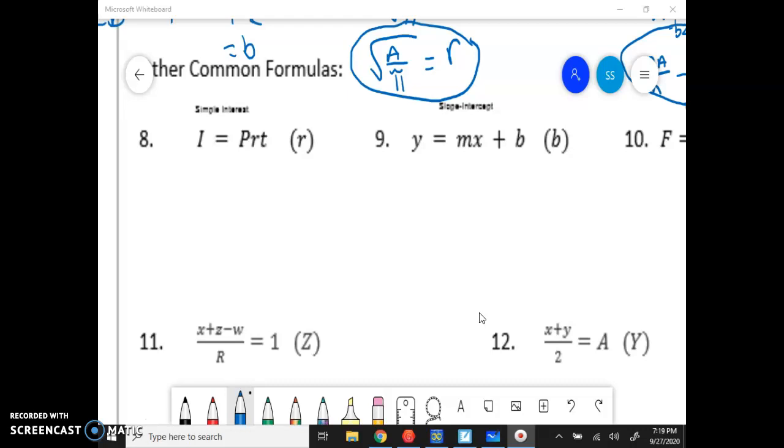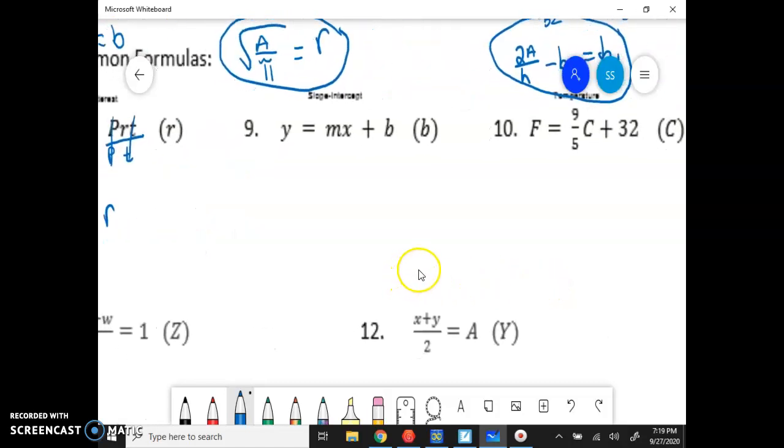And we want to isolate the R, or the rate. And so this is just P times R times T. So all we have to do here is divide by P and divide by T, and these will cancel. And if you do it to one side, you've got to do it to the other side. So we just are left with I over PT is equal to R. Super easy.